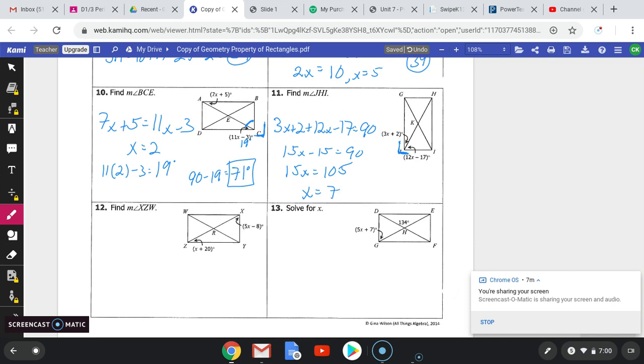Now I want to find angle JHI. So if I trace that out, it would be right here. Well, which angle is that? That's this angle right here because it's alternate interior to that. So I take 3 times 7 plus 2, 21 plus 2, 23 degrees.